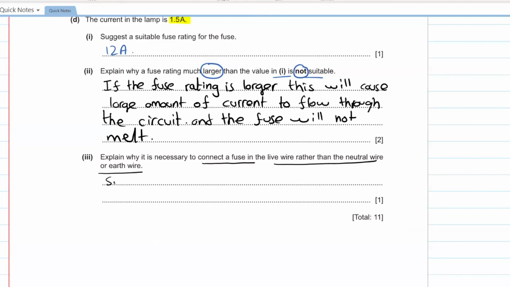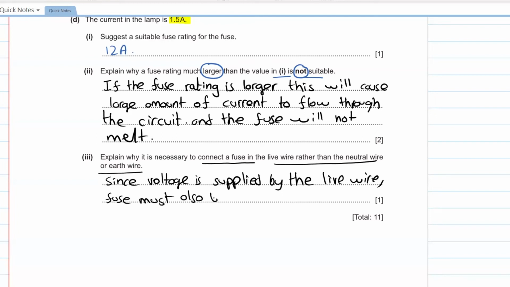Since voltage is supplied by the live wire, the fuse must also be placed in the live wire. Perfect.